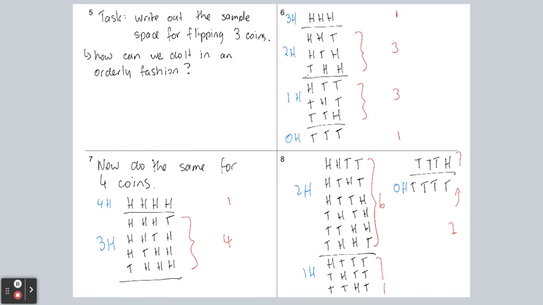Have a look at those numbers there. For 3 coins, the numbers are 1, 3, 3, 1. And for 4 coins, I've got 1, 4, 6, 4, 1. Did I not write the 4 in? Someone said it. Who said it down there?